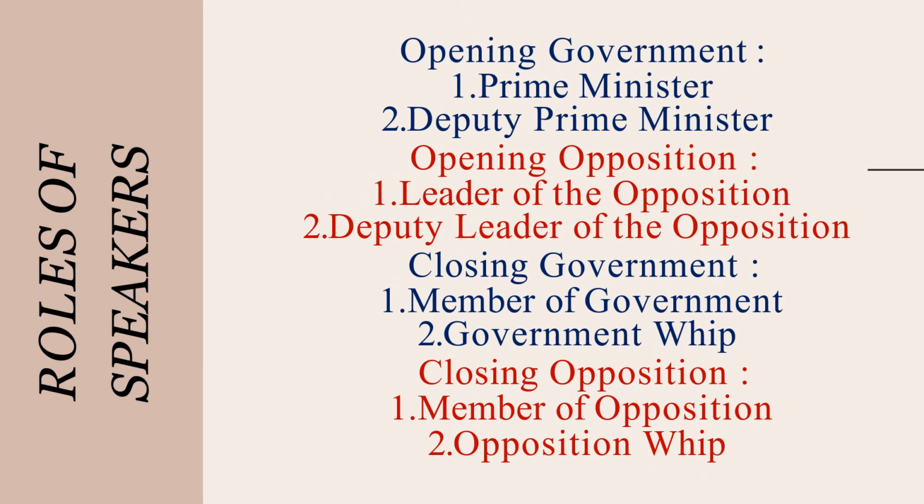Okay, let's now talk about the roles of the different people in the British parliamentary. For the opening sides, for the government, we have the Prime Minister and the Deputy Prime Minister. For the opening of the opposition, we have the Leader of the Opposition and the Deputy Leader of Opposition. For the closing government side, we have the Member of the Government and the Government Whip. While the closing opposition, we have the Member of Opposition and the Opposition Whip.